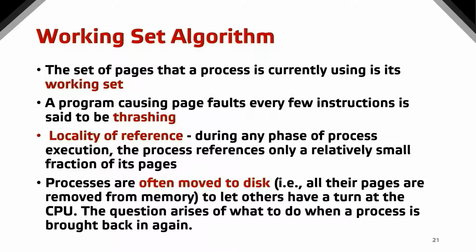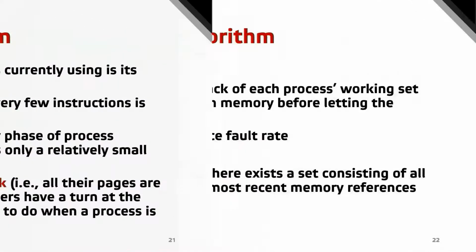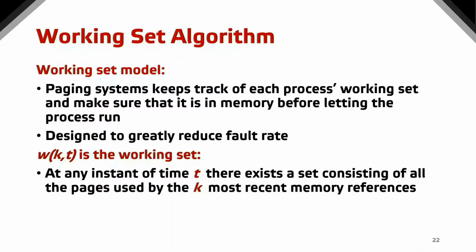Processes are often moved to the disk. In other words, their pages are removed from memory, to let others have a turn at the CPU. The question arises of what to do when the process is brought back in again. Many paging systems try to keep track of each process's working set and make sure that it is in memory before letting the process run. This approach is called the working set model, which was presented by Denning in 1970, and it is designed to greatly reduce the page fault rate.